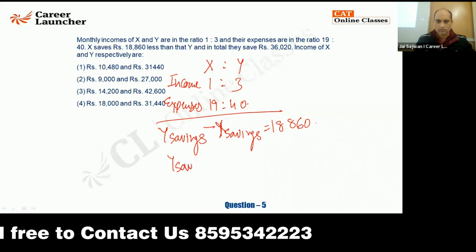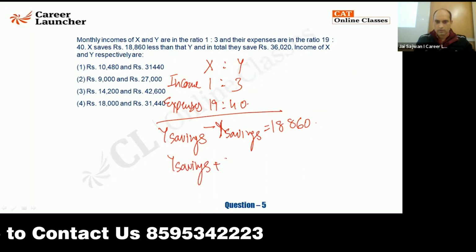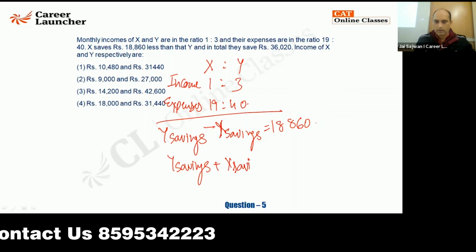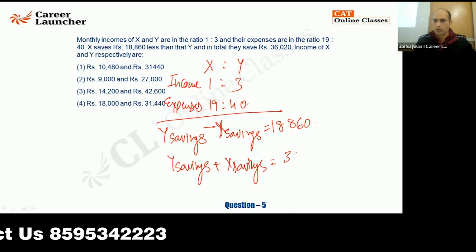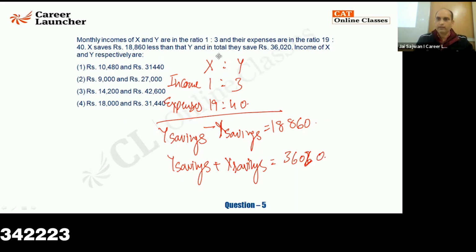Maybe second one. Okay. This is what is given in the question. I'm sure all of you are aware of it. Fine. So you need to find out income of X and Y. This is what you need to find out.